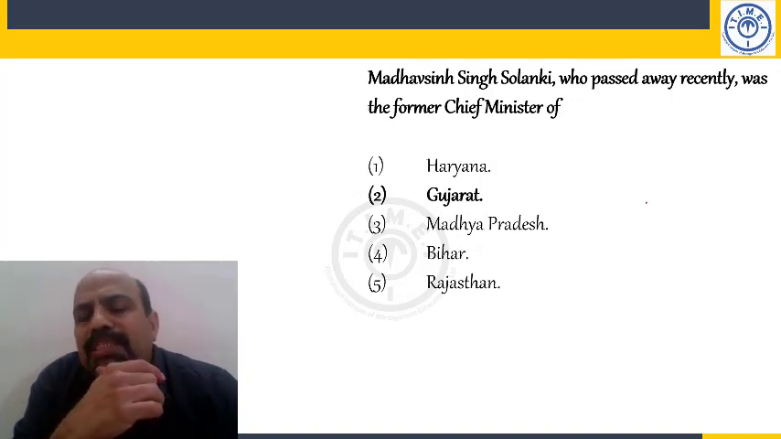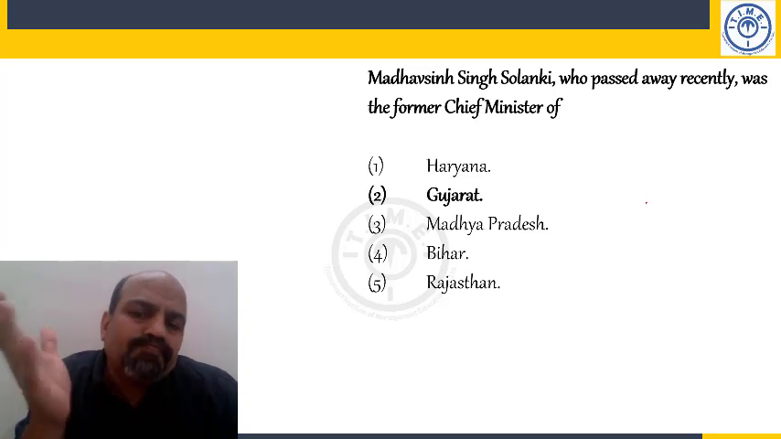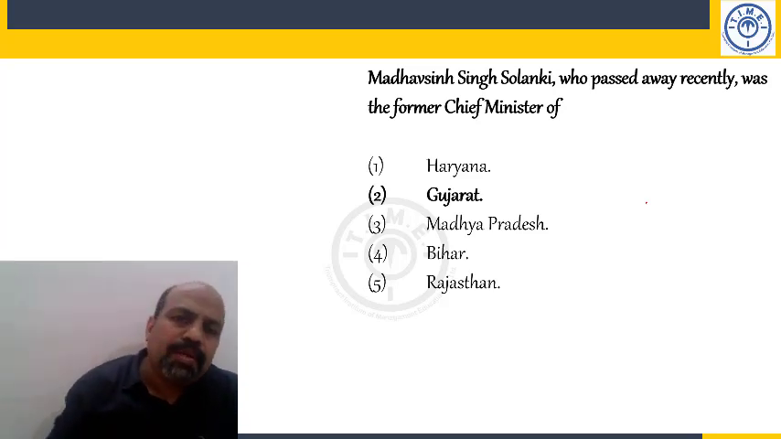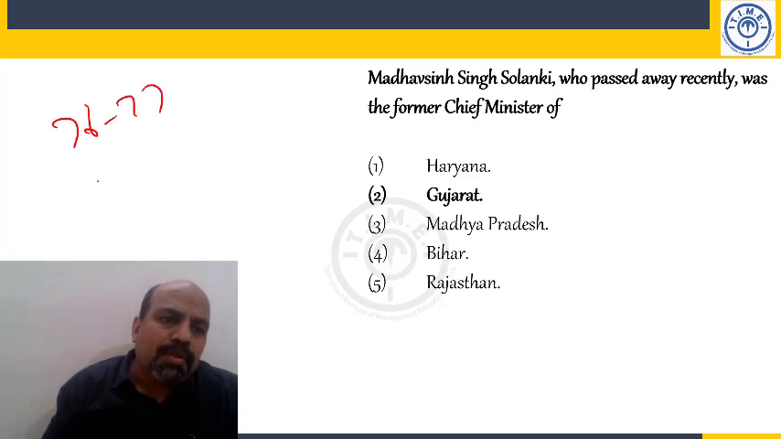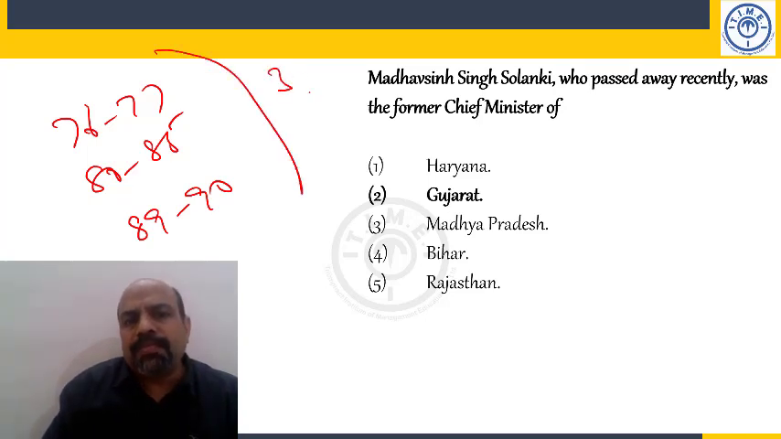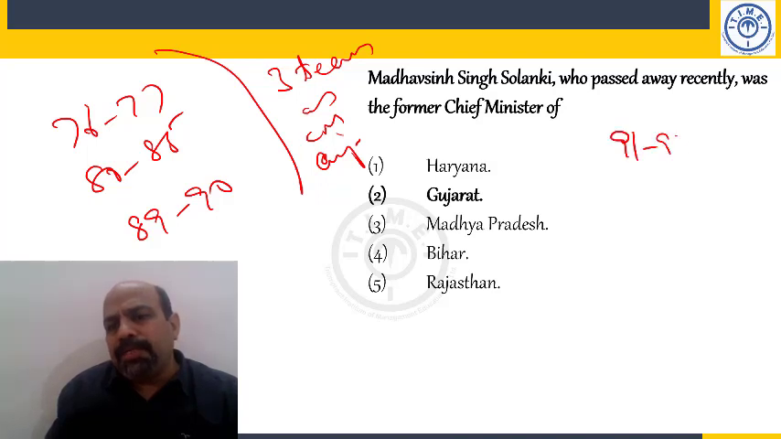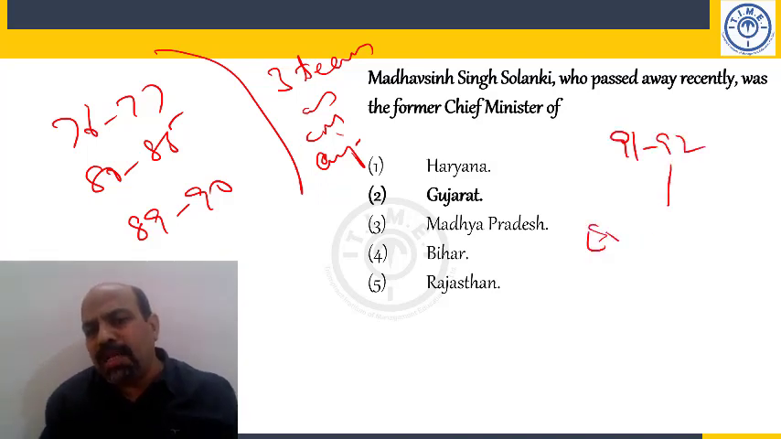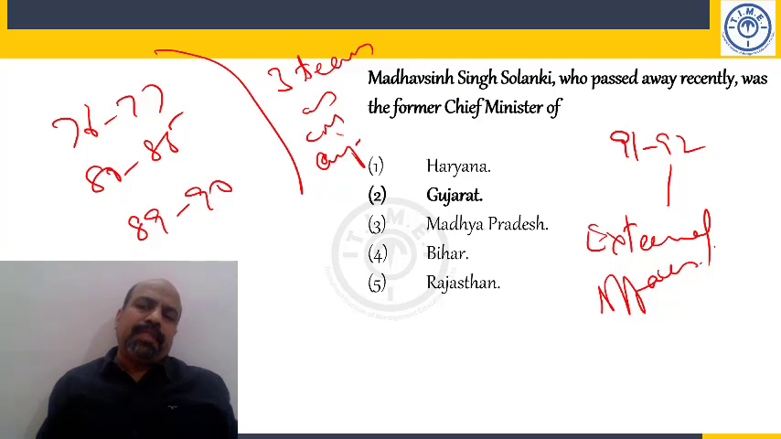Madhav Singh Solanki, who passed away recently, was a former Chief Minister of Gujarat. He was Chief Minister thrice. 76, 77, then I think 85, 80. Elections were held in 80, 85, and then he was there for another short term. These were 3 terms as CM of Gujarat. In 1991-92, he was the Minister of External Affairs of India. Congress guy. Okay.